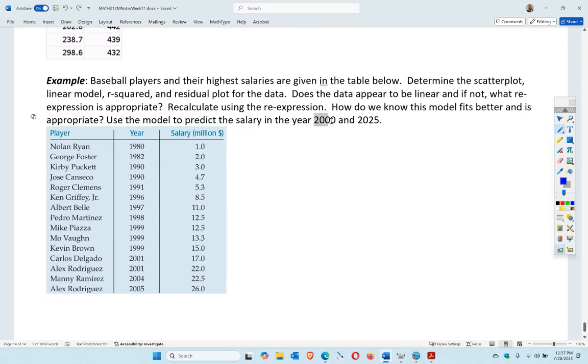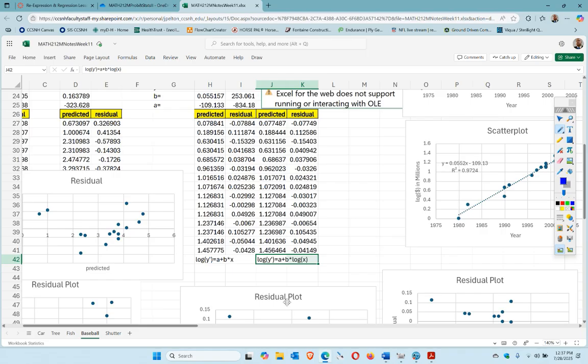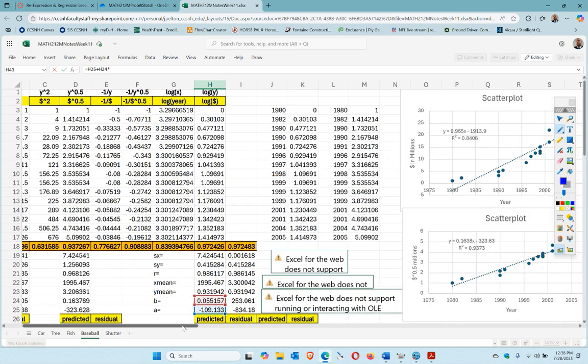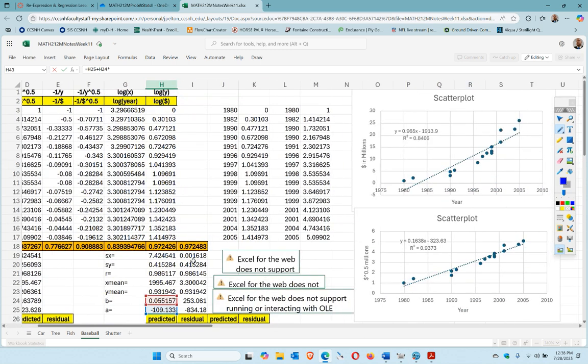So it wants to know the year 2000 and the year 2025. Oh, wait a minute. 2025 is well beyond the data set. That's extrapolation. I cannot do that. But I can do 2000. Okay, let's do that. So let's go to our data set here. So equals A plus B times, and I think I used whole years here. I did. 2000.